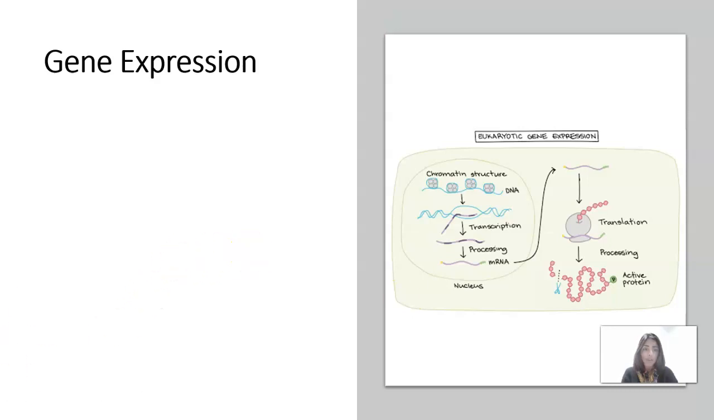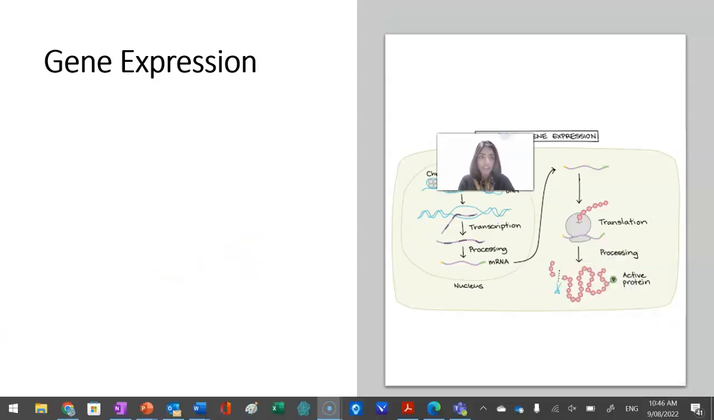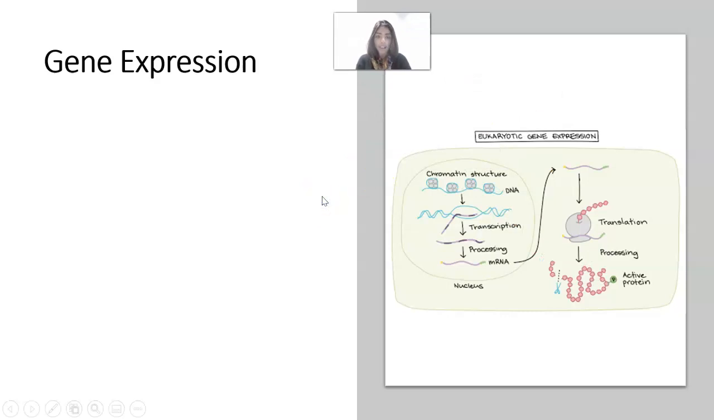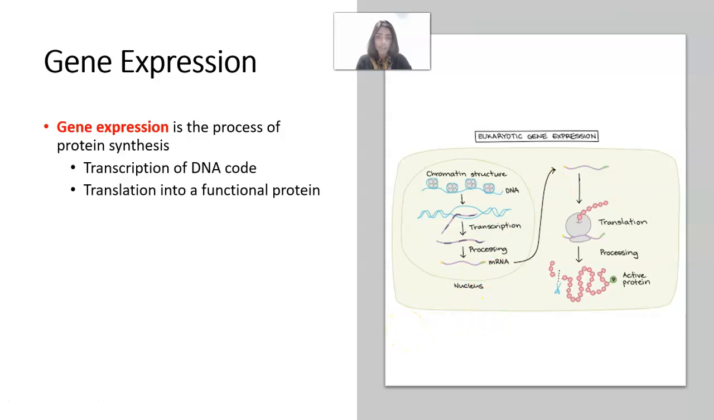So first of all, we're going to be looking at what gene expression actually is. Now we have talked about this before, and as you can see from this diagram, gene expression is simply protein synthesis. How we go about protein synthesis is twofold. It's through transcription of the genetic code for a specific gene, and then we translate that mRNA copy of that genetic code, and we synthesize it into the correct arrangement of amino acids, which will then form a functional protein.